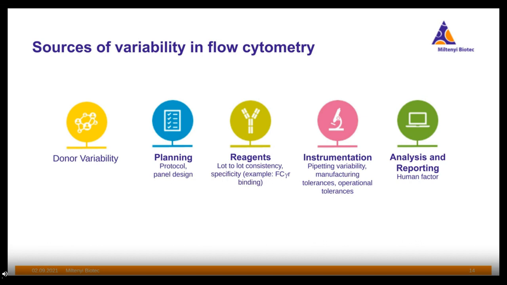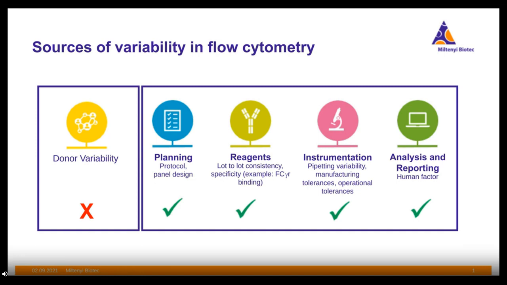Then what type of protocol and panel design one is considering can vary from lab to lab, person to person, especially if you remember, the study also showed reagent is one of the important factors which contributes to assay variation, which comes along with the lot-to-lot consistency and specificity variation. Flow cytometer instrumentation also can cause variability, especially due to the operator handling the instrumentation and doing different types of pipetting and so on. And finally, of course, analysis and reporting can vary from person to person.